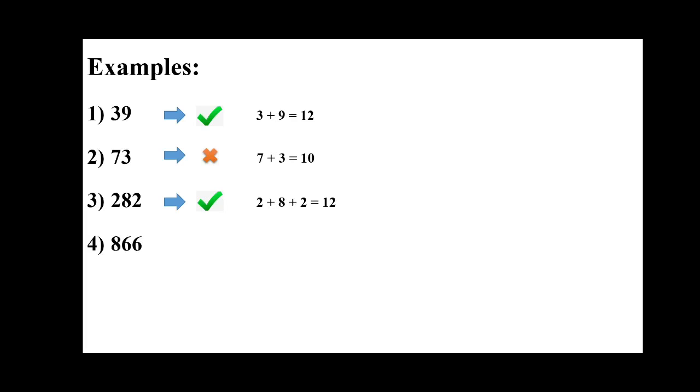Next, 866. 8 plus 6 plus 6, which is equal to 20. 20 is not divisible by 3. So 866 is not divisible by 3.